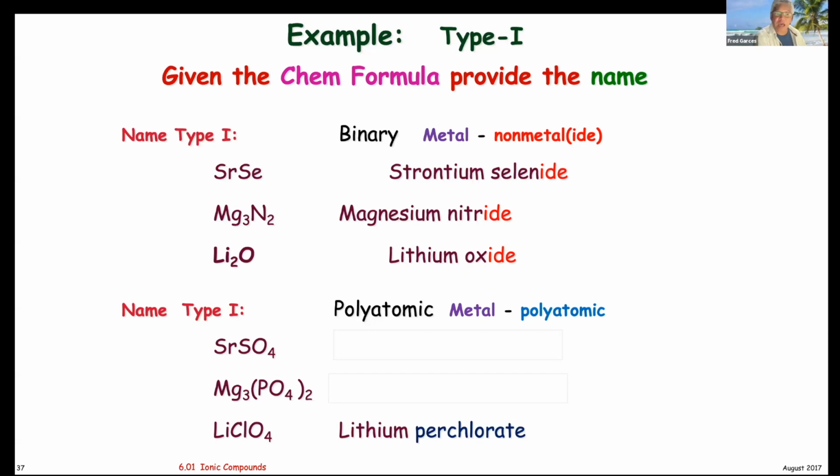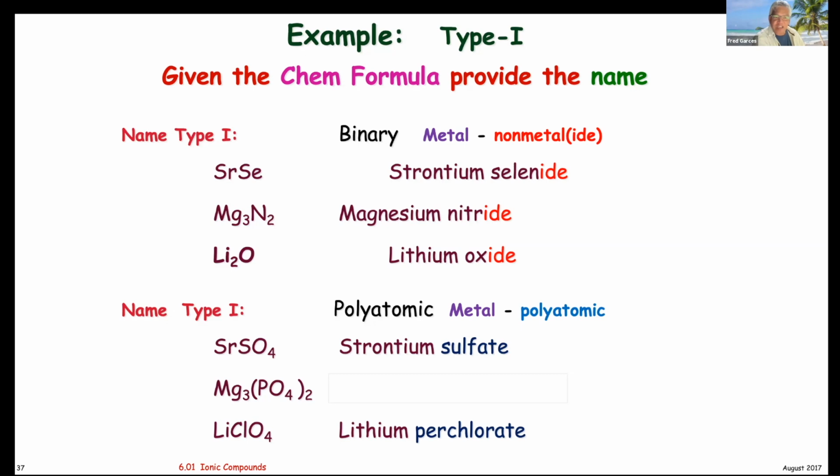Now let's take a look at this one right here. These are polyatomic ions. You should know SO4 is sulfate. This is just strontium sulfate. Get yourself a good list of the polyatomic ions. The SO4 is called a sulfate. Don't change the suffix. It's sulfate, strontium sulfate.